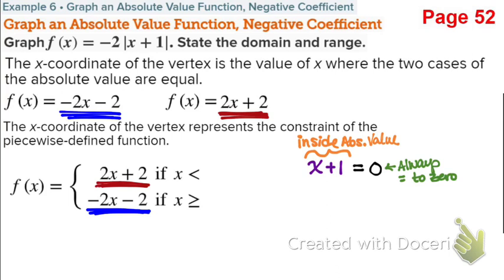I want to get the x all by itself here. I have an equation, so I can solve it for x. I want x all alone, because that tells me where I'm going to put my fence. How do I get x alone? Subtract 1 from both sides.